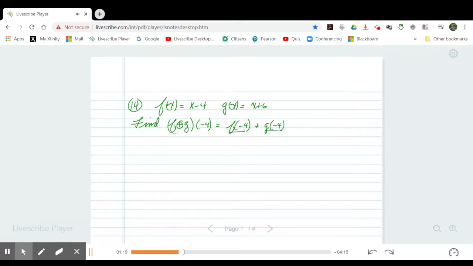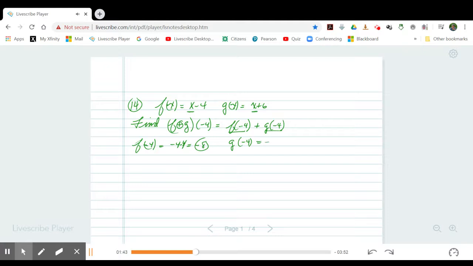Let's see, f of negative 4. In the f function, I'm going to replace x with negative 4. So this is negative 4 minus 4. Negative 4 combined with a negative 4 is a negative 8. Then I'm going to calculate g of negative 4. In place of x, I'm going to substitute negative 4, add 6, and I'm going to get a positive 2.